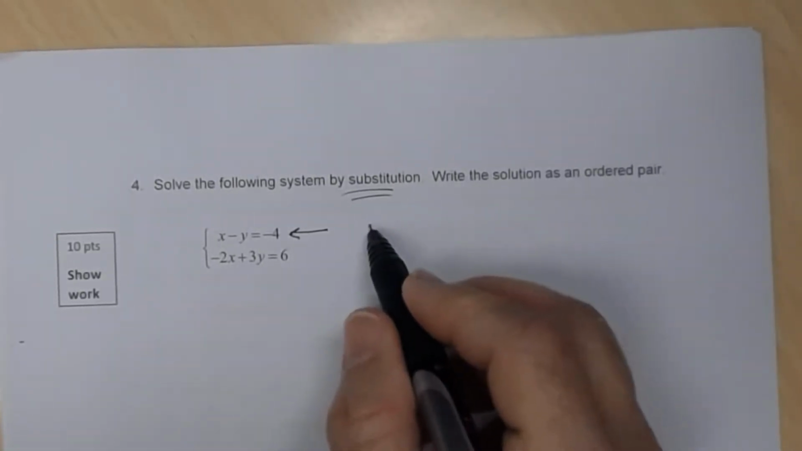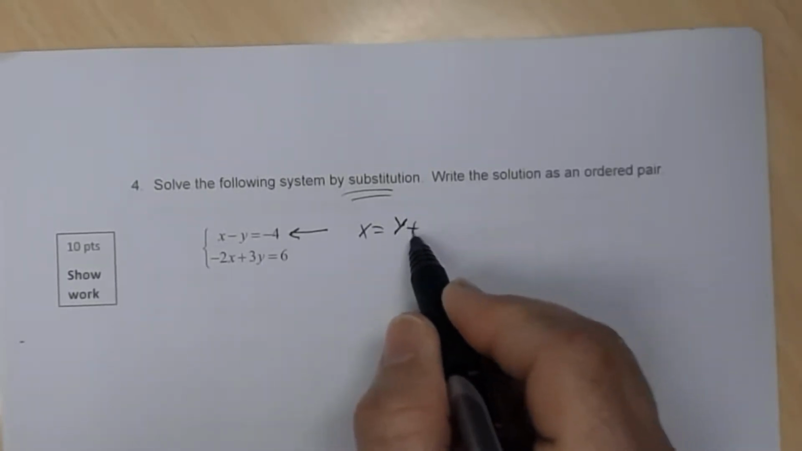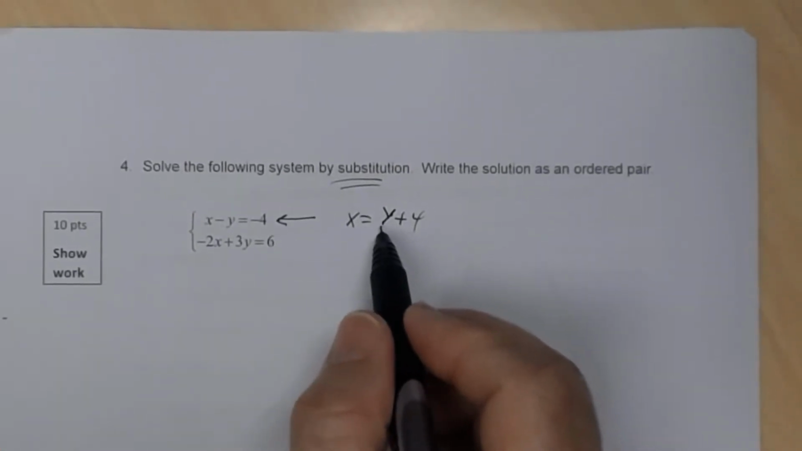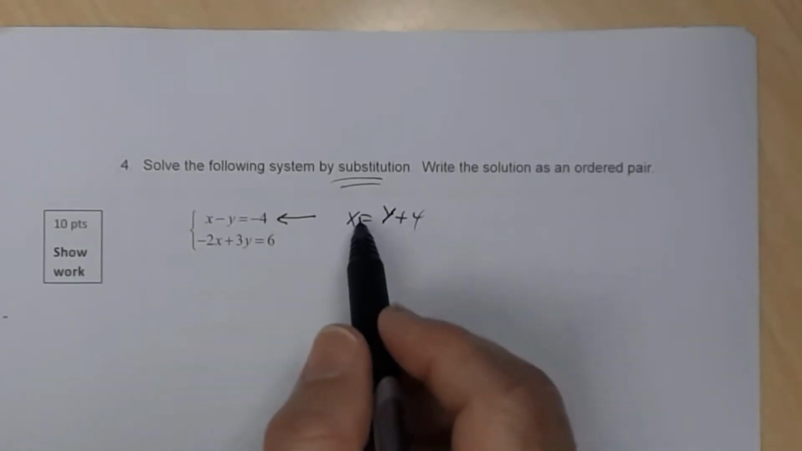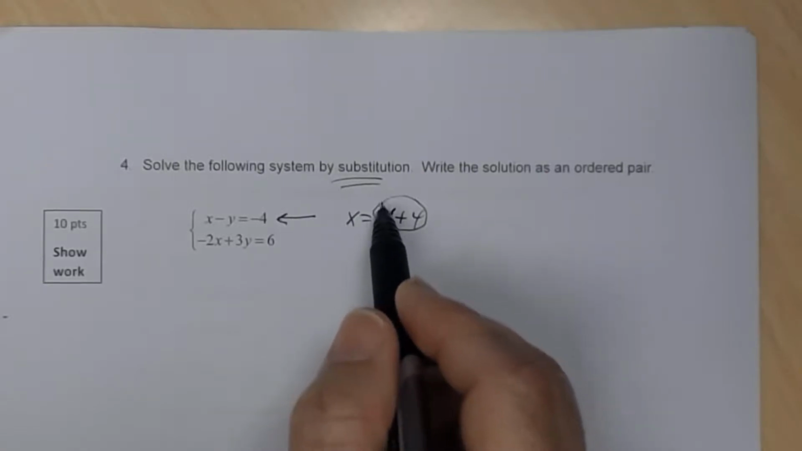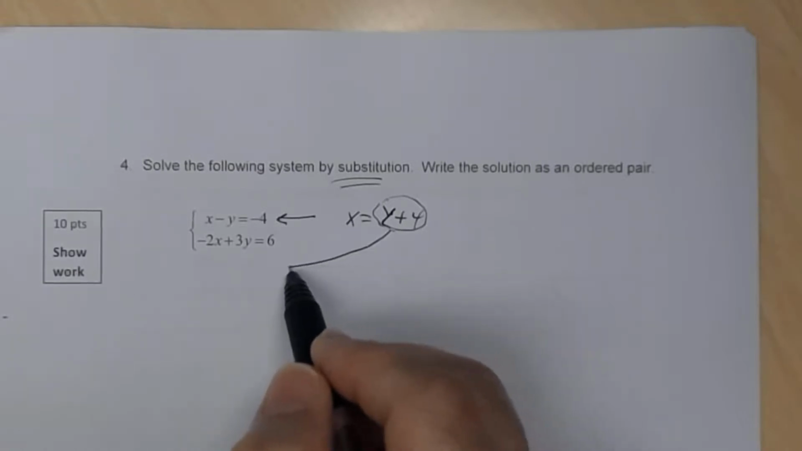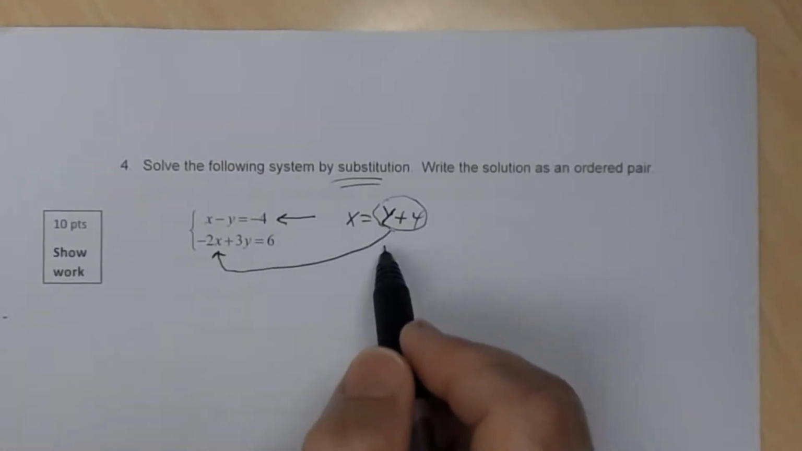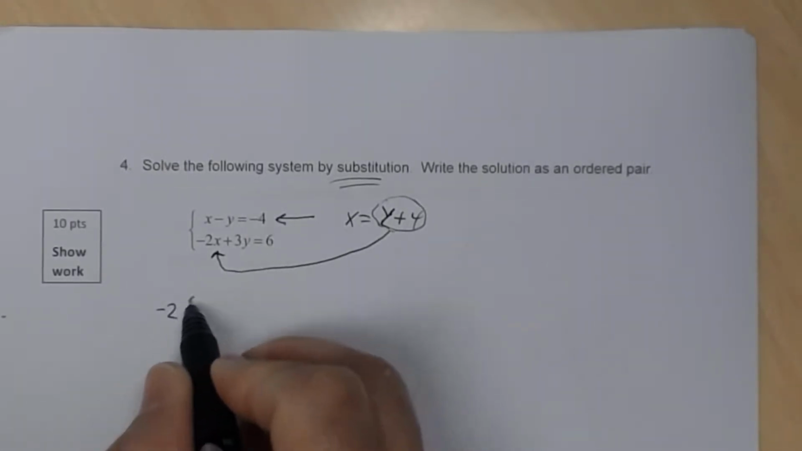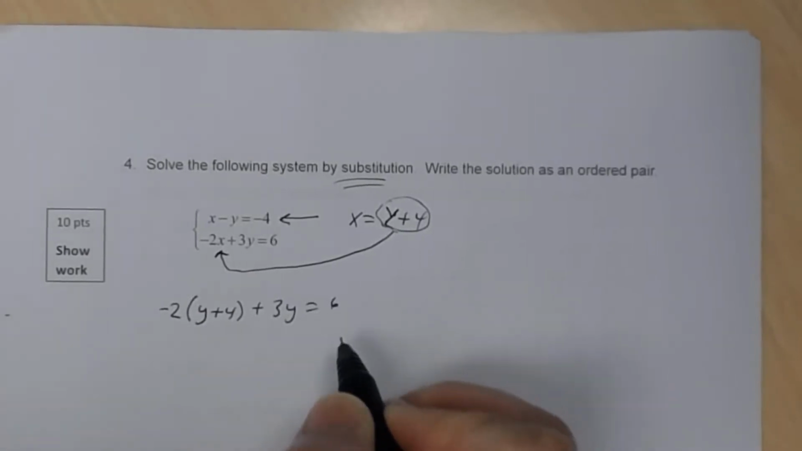So I'm going to get x equal, and then that's going to be y plus 4. X equals y plus 4. Okay, that was step 1. Once you solve for a variable, you take this expression for x and substitute it into the other equation in place of x, because that's what I'm saying x equals. So x is going to equal y plus 4. So it goes here. So you get -2 times, in parentheses, y plus 4 plus 3y equals 6.